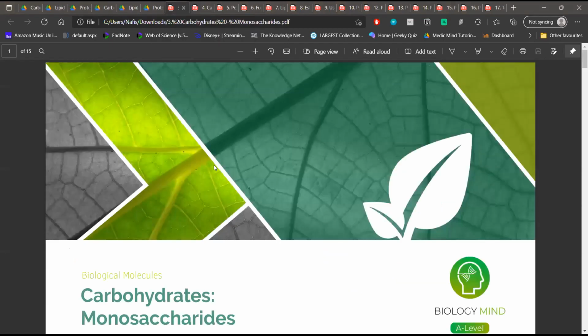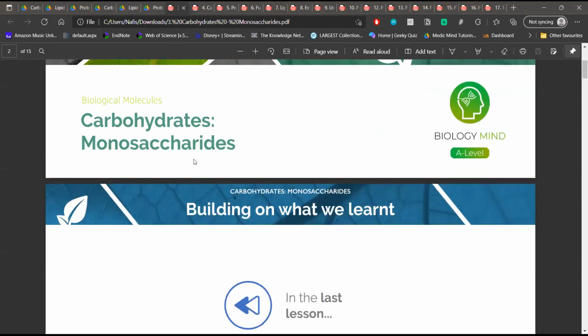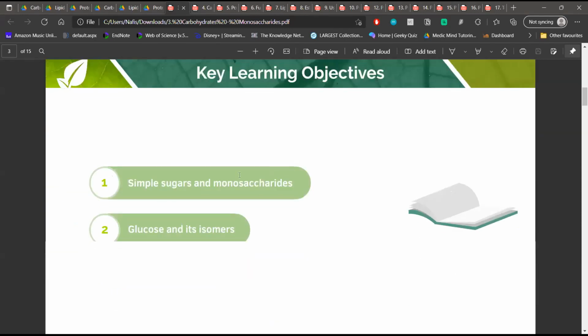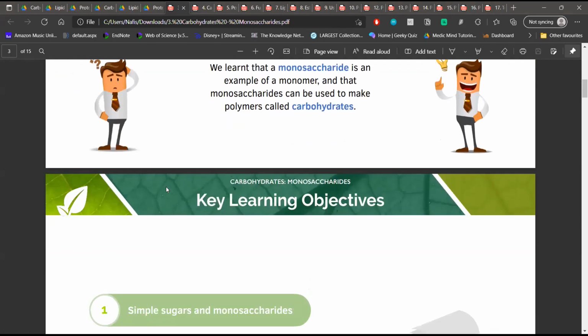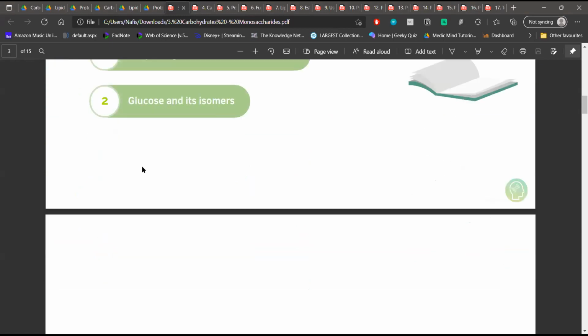Now we're going into the core content, carbohydrates, starting with monosaccharides. Mono meaning one, saccharide meaning sugar. So these are anything that is made of one sugar. In this lesson, we're going to learn that a monosaccharide is an example of a monomer and that monosaccharides will then be used to make carbohydrates.